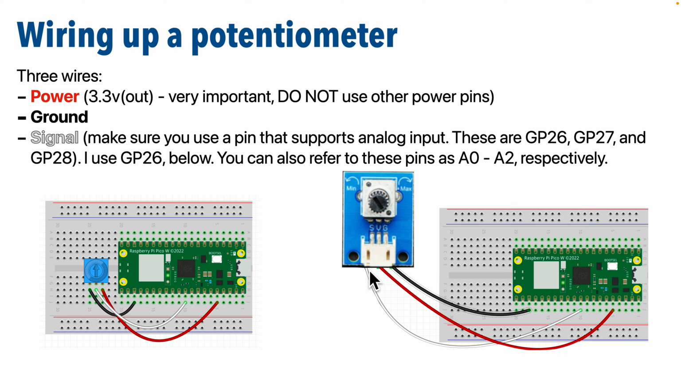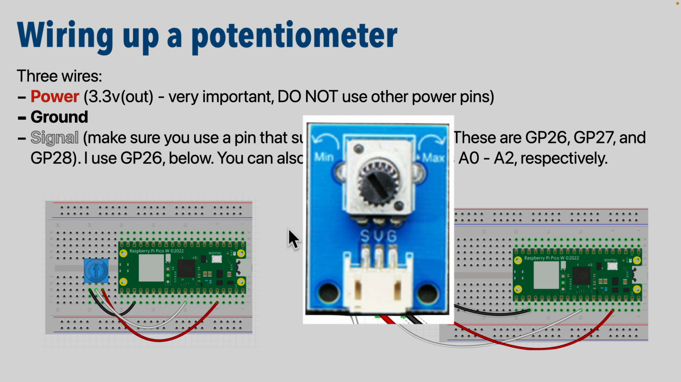Now here are the wiring diagrams for either of the knob potentiometers I just showed. Anytime you use a potentiometer, you've got 3 wires, power, signal, and ground. This potentiometer has 3 pins labeled SVG, that's for signal, V is for voltage or power, and G is for ground. And you also see these arrows to show how to turn for a minimum value or a maximum value.